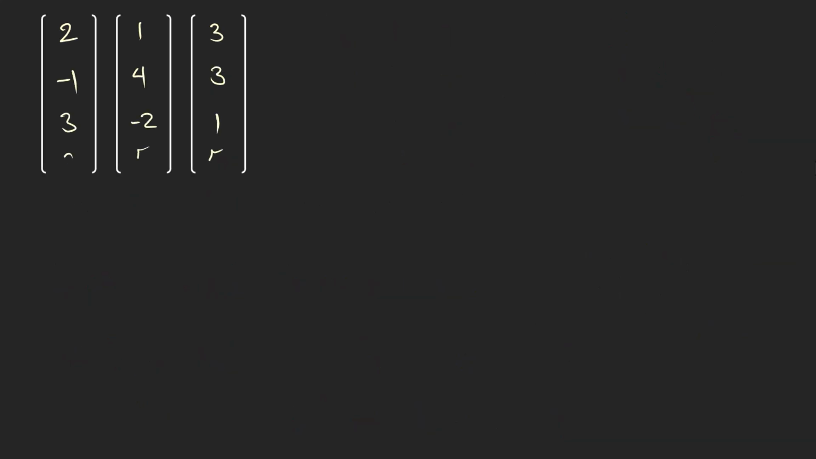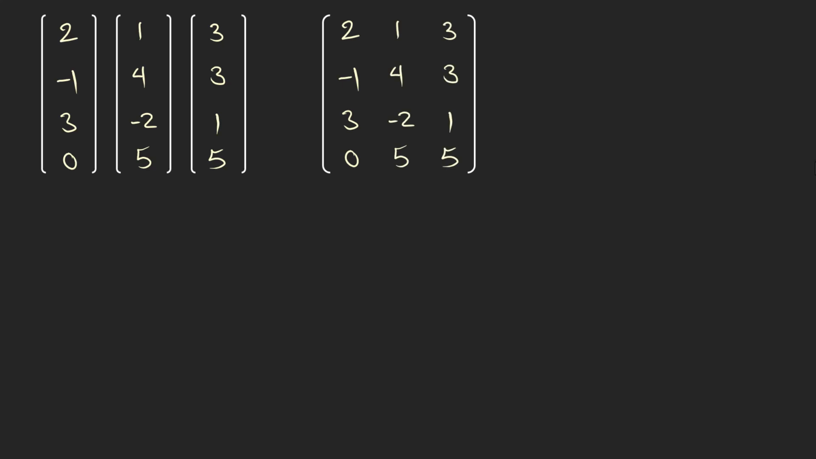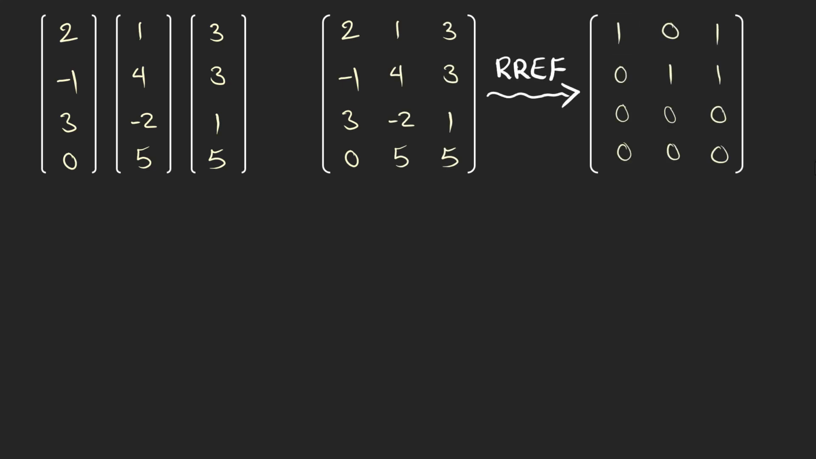For example, take these three vectors. If we form the matrix by the three vectors, this is the reduced row echelon form matrix, and you can see that there are just two pivot columns, and we can write the third column as a linear combination of the first two vectors.